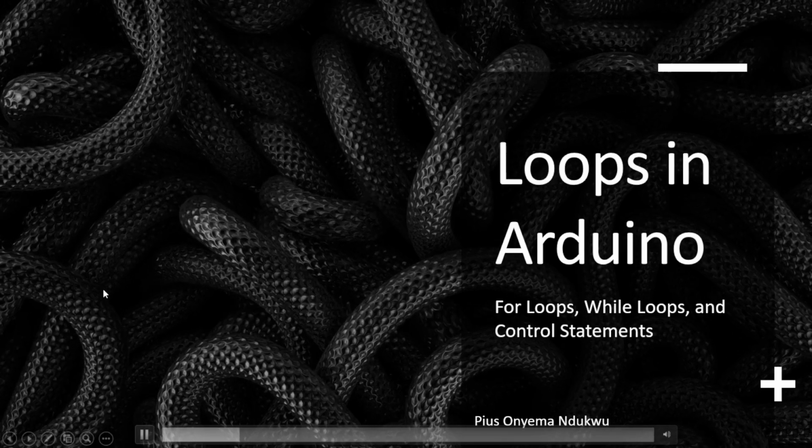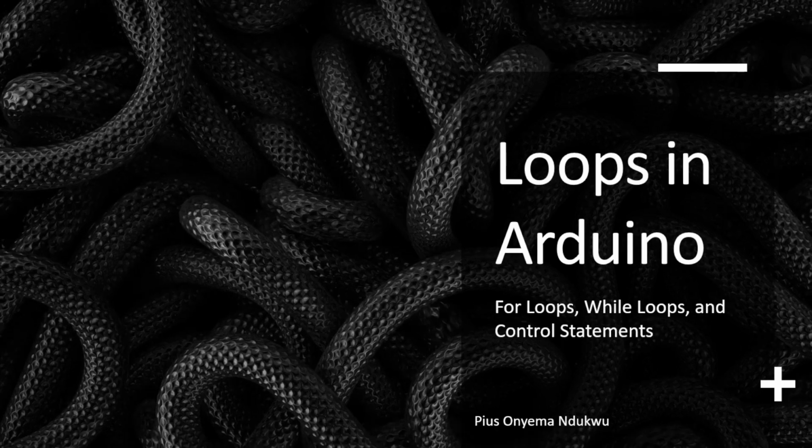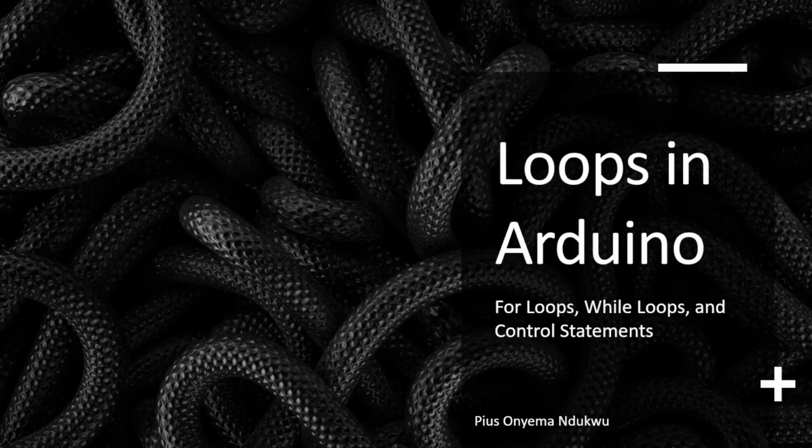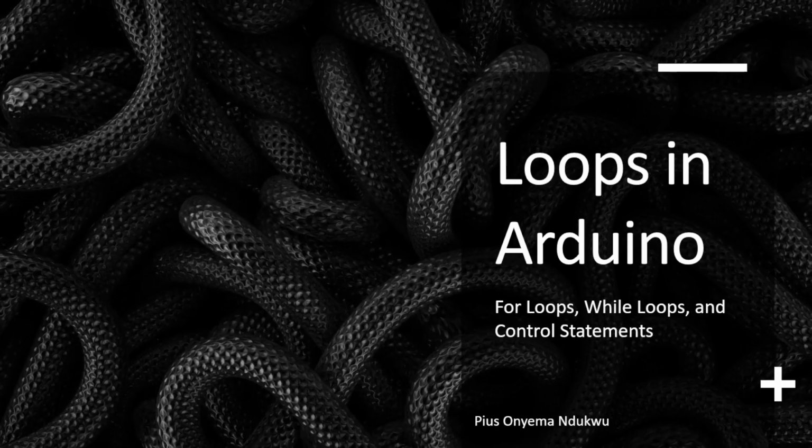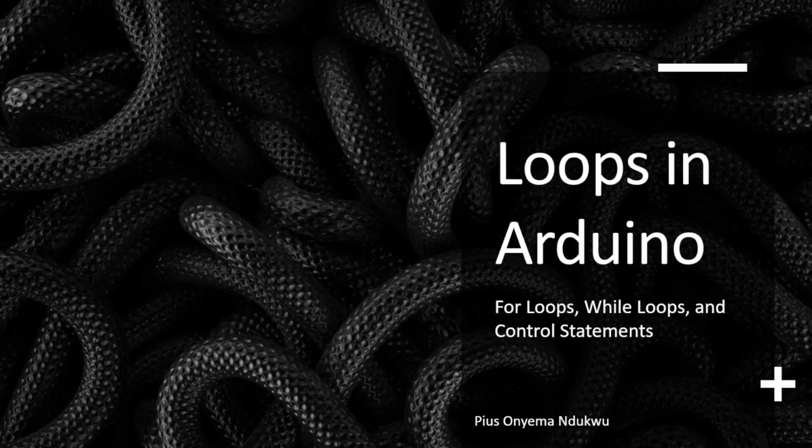Hey guys, so for today's video, we're talking about loops in Arduino. We're talking about for loops and the control statements. Control statements are the break and the continue keywords. They allow us to modify the function of a loop. So let's get right into it.